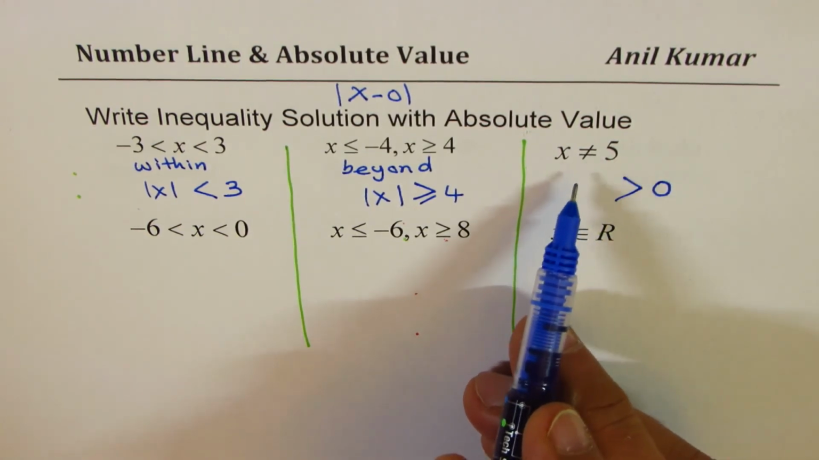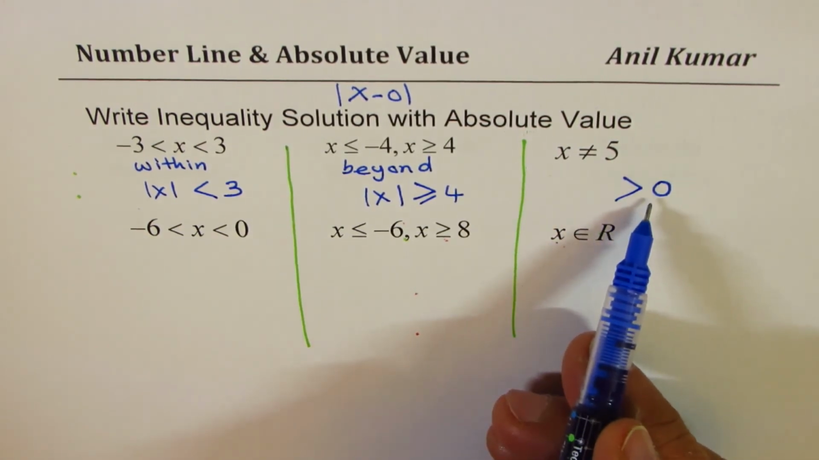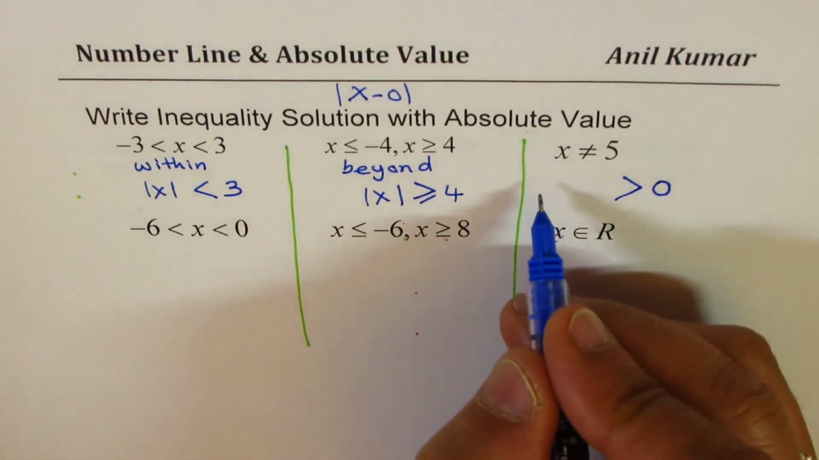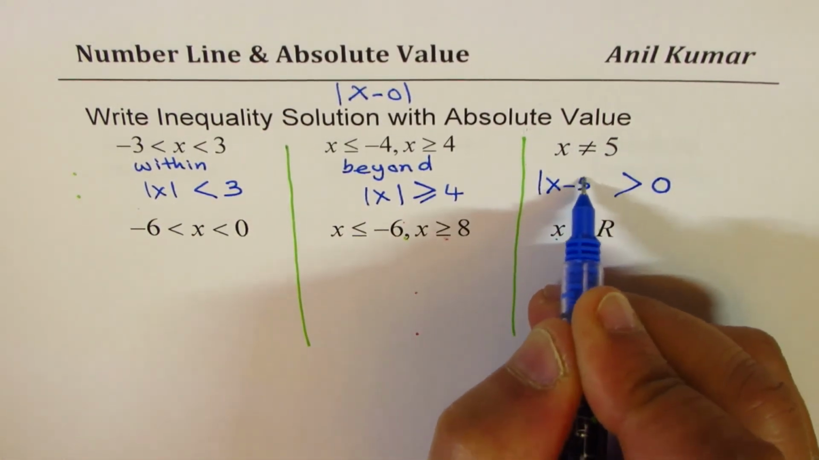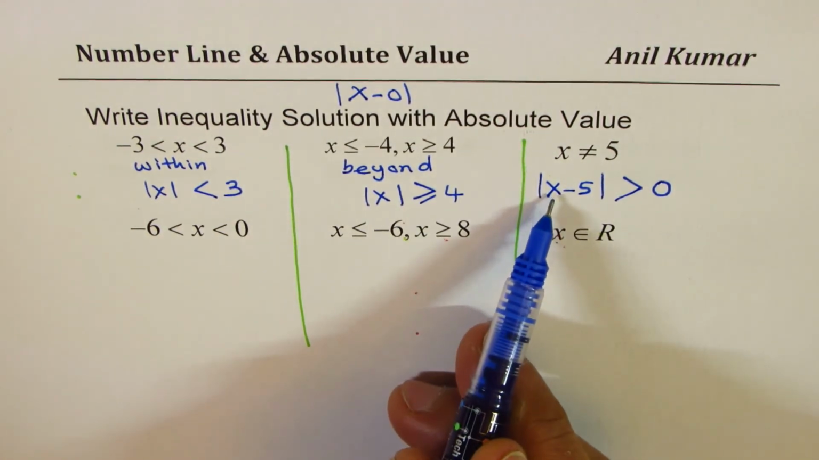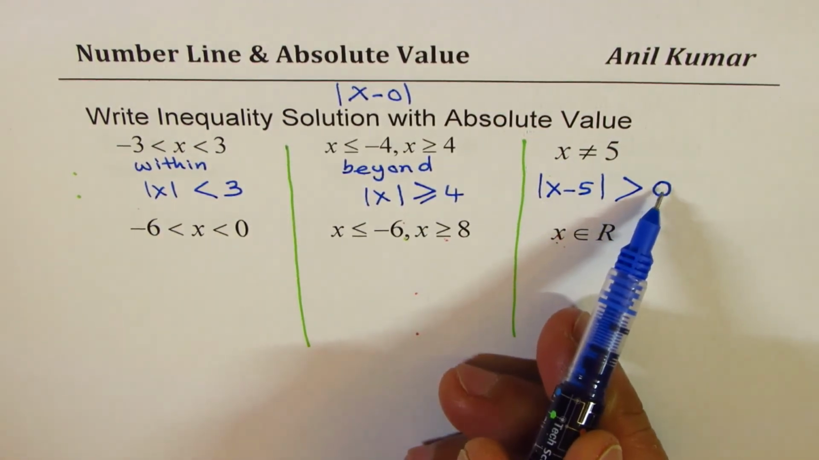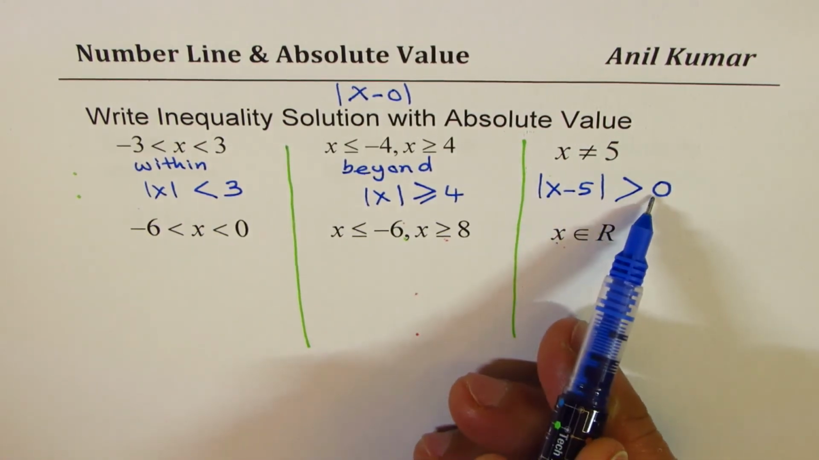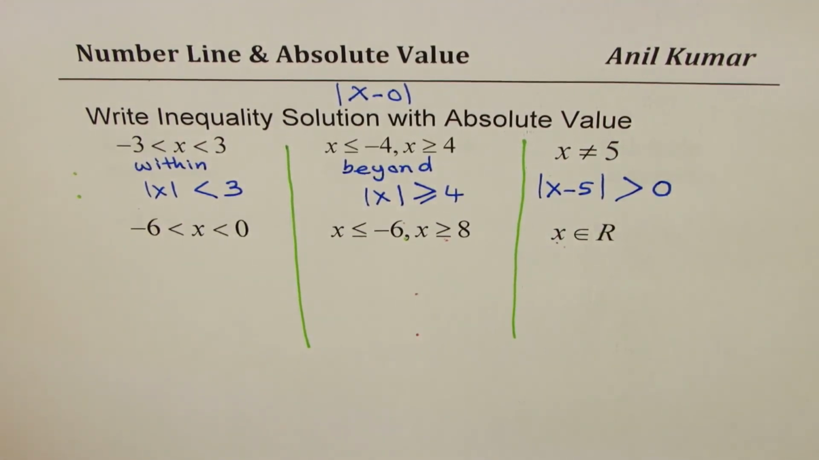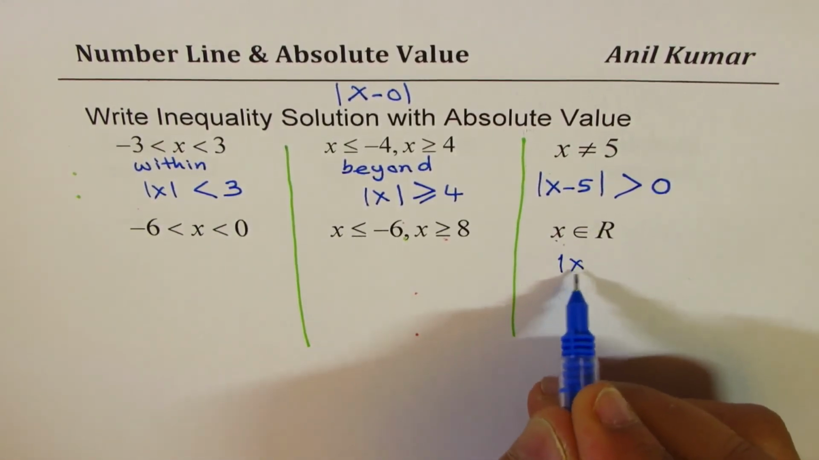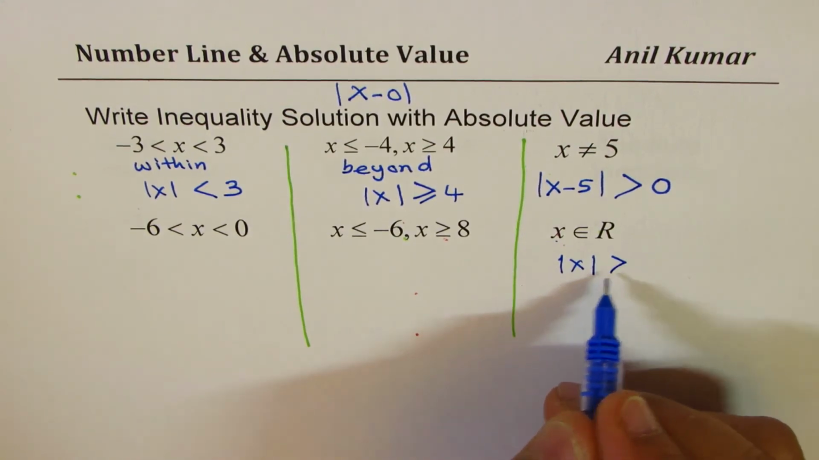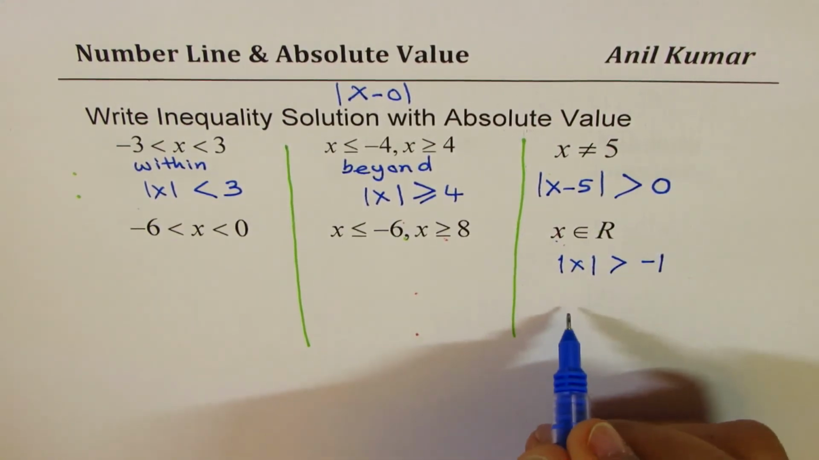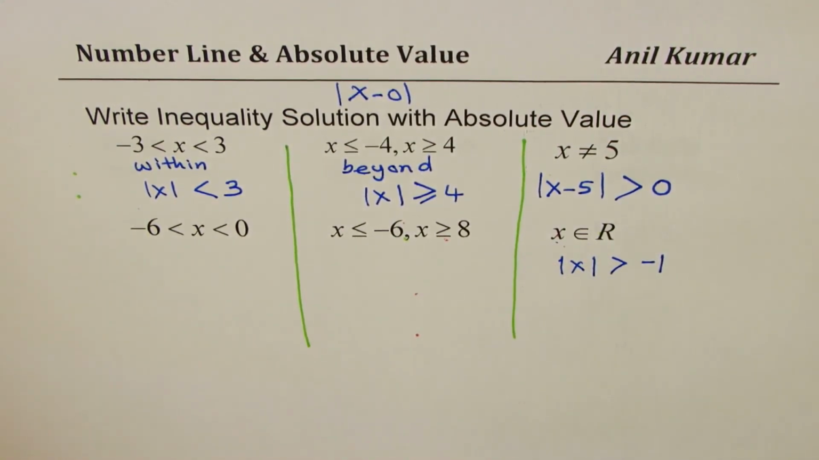X not equal to 5 means we are using greater than 0. Only when you do greater than 0, then you can get one solution. Remember that. A value could be written plus minus. Plus minus of 0 is 0. So that is the key. You have to move to 5, so it becomes absolute x minus 5. At 5, it is 0. Right? Any other value, it is not 0, so it has to be positive, greater than 0. So that is the solution.